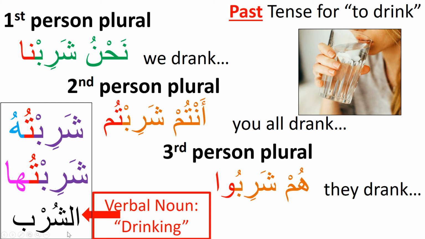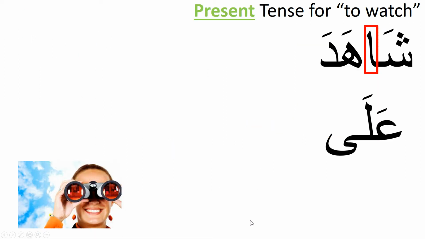Remember, our sheen is a sun letter, so we don't say al-shurb with the word the in front of it. We say ash-shurb, drinking. Ashurb jayid, drinking is good.